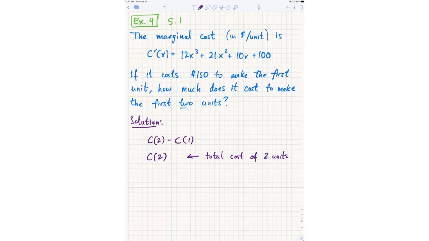That's correct. So I was actually just about to ask, what does C of 2 minus C of 1 mean? So C of 2 means total cost of the first two units. You can think of it like two things, minus the cost of the first unit. So when you subtract them, you get just the cost of that second unit. But the question's not asking you for the cost of the second unit. The question is asking you for the total cost of both the first and the second unit together. Okay.